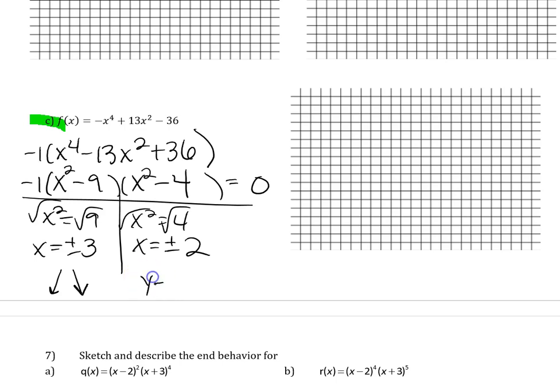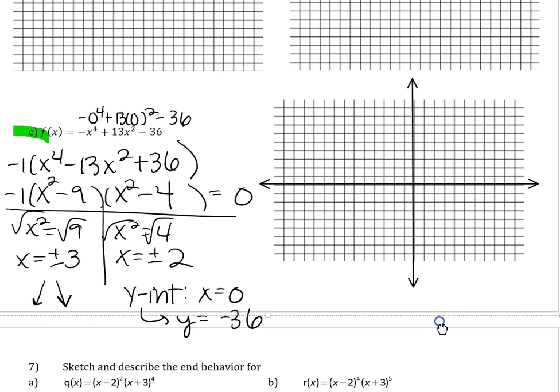I need the y-intercept. Y-intercept occurs when x equals 0. So if I go up here, this would be 0 plus another 0 minus 36. So that tells me my y-intercept is negative 36. Okay, and I should have enough information now to graph my function.